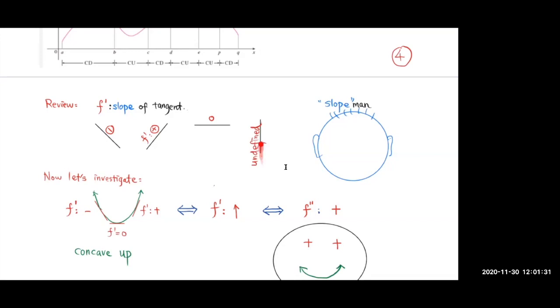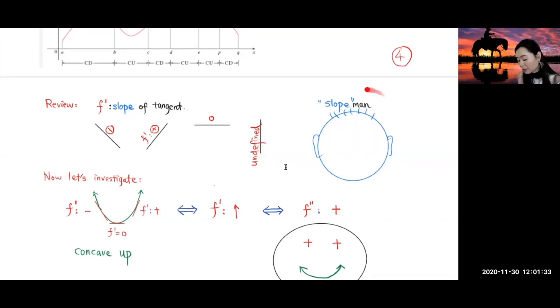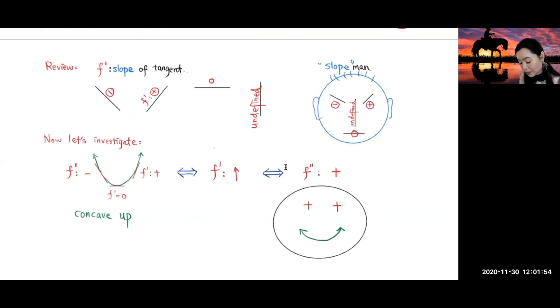Undefined. And now we can make a snowman. You know how to make a snowman? So the snowman is like this. Decreasing, negative slope. Increasing, positive slope. Horizontal, 0 slope. Vertical, undefined slope. So we can make a snowman.